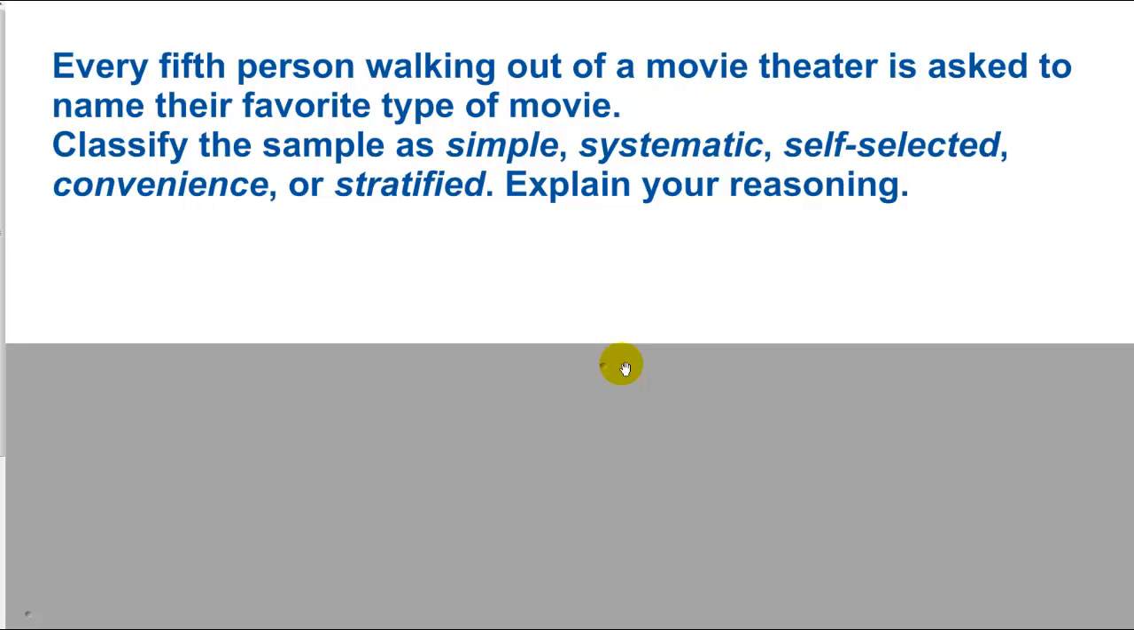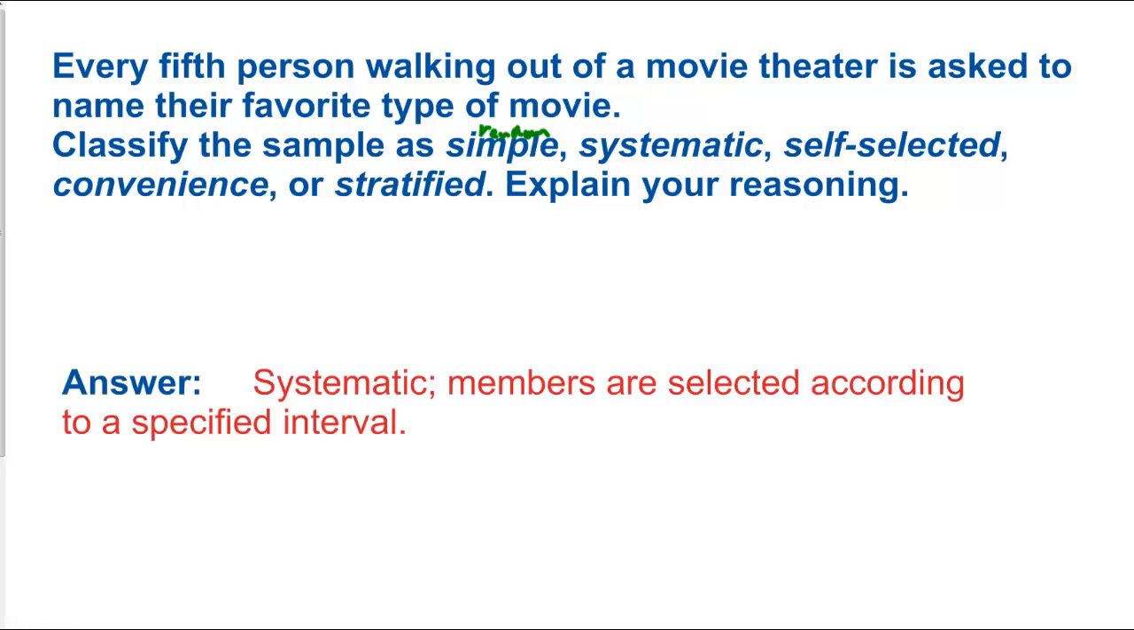So now we're going to take a look at some methods of sampling and identify which method we're using. In this case, we've got every fifth person walking out of a movie theater is asked to name their favorite type of movie, and we want to classify this as simple, which is another word for random, systematic, self-selected, convenience, or stratified. So every fifth person corresponds to a systematic sample, where members are selected according to that specific interval.